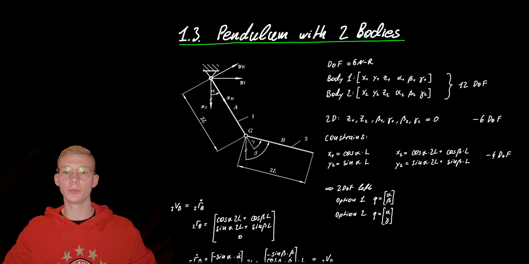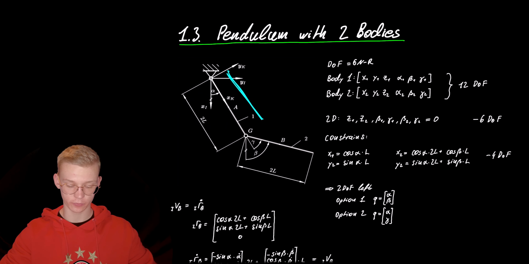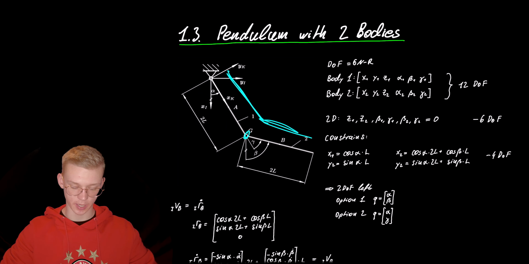In this video, we will be talking about velocities in moving and stationary, also called inertial, coordinate systems. Let's jump right in. We are given this example. We have a pendulum with two bodies. We have body 1 right here and body 2 right there, and they are, of course, connected.